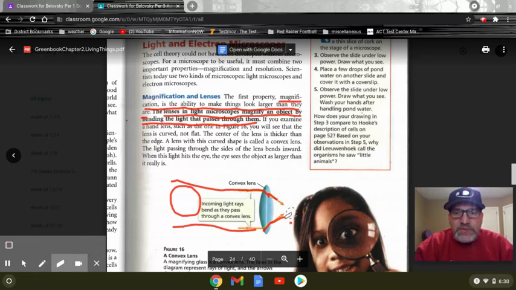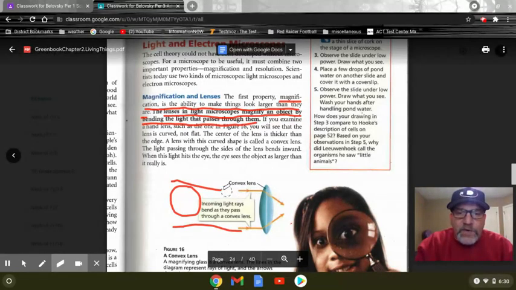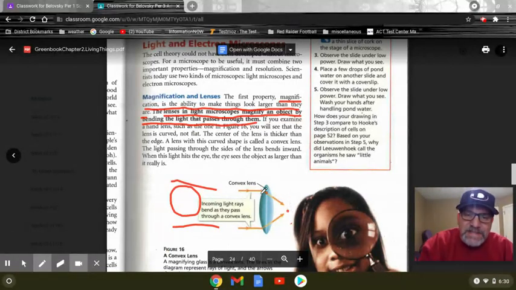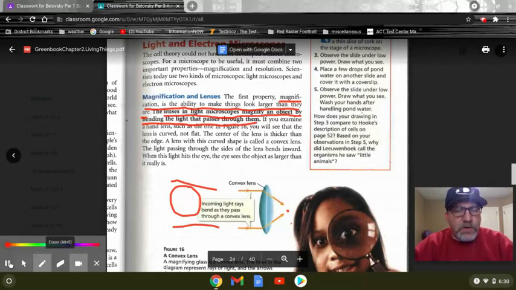As the light goes through, whatever you're looking at, whether it's a ladybug, ant, or whatever, it looks small right here, but as it travels through, the lens bends it and makes it look bigger. So over here on this side where you look, it looks bigger. That is how microscopes work, and that's how magnifying glasses work.